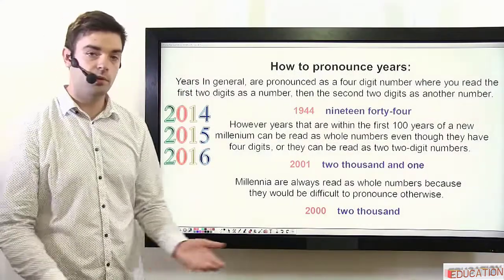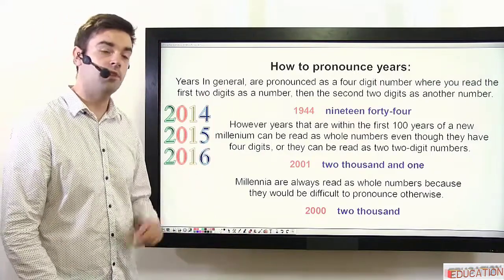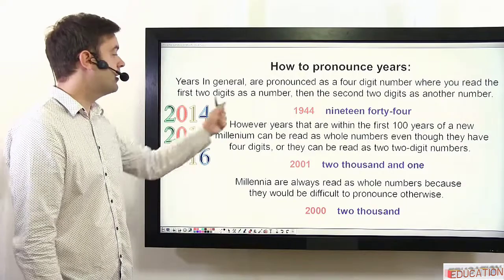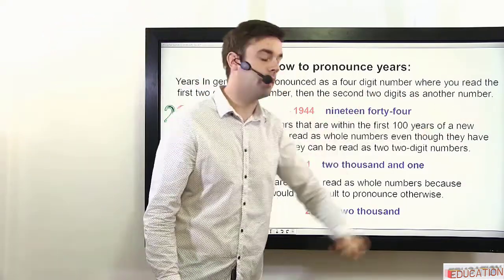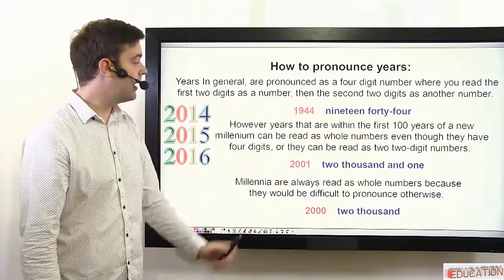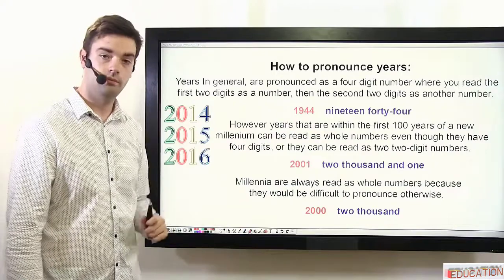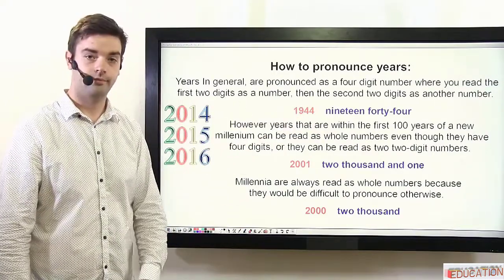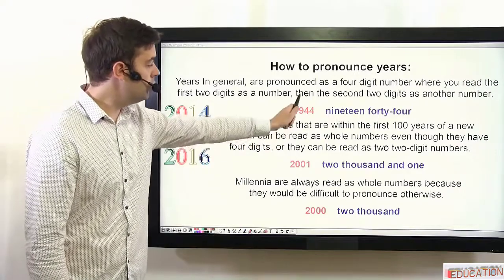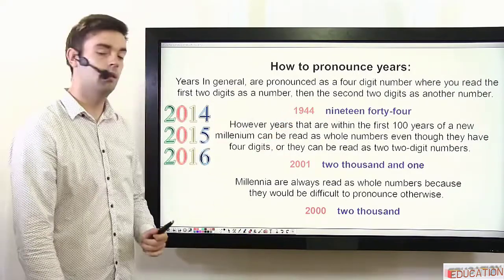Okay, how do you pronounce years? Well, years in general are pronounced as a 4-digit number, where you read the first 2 digits as a number, then the second 2 digits as another number. For example, here we have 1944. So it's 2 different numbers, 19 and 44.